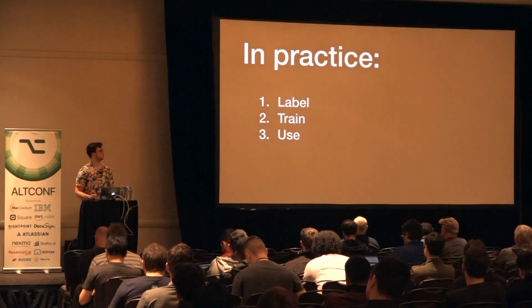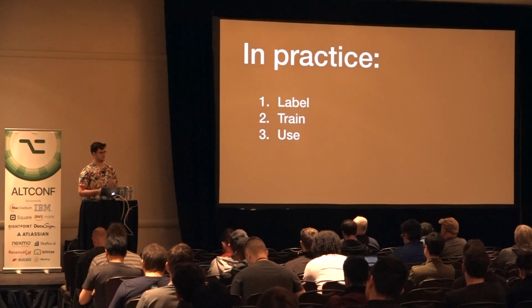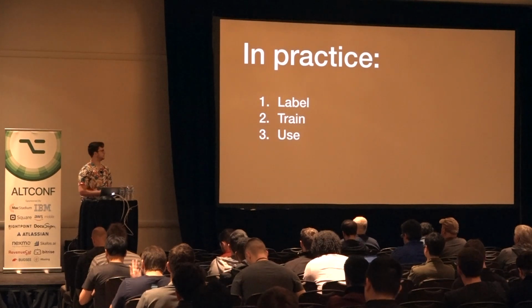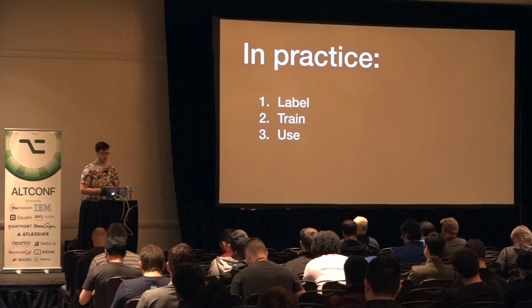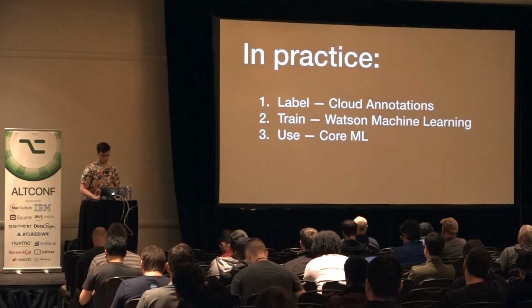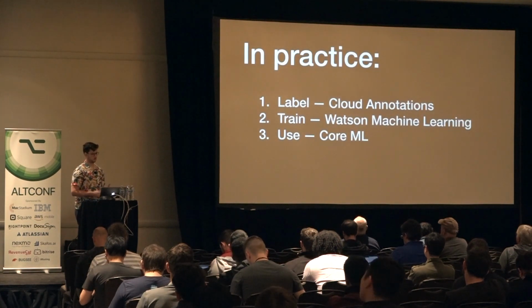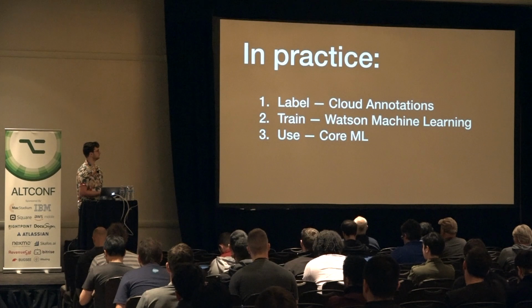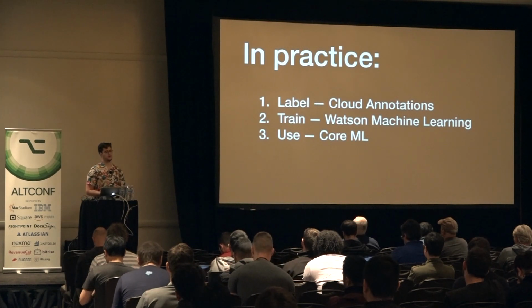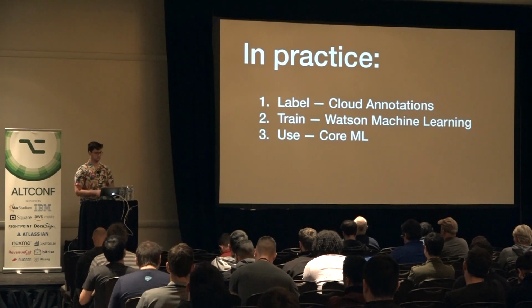So in practice, we normally have 3 phases. There's the labeling phase, the training phase, and then when we actually use it. I'm going to be talking about Cloud Annotations is how we're going to label. Watson Machine Learning is how we're going to train. And then we're going to finally use CoreML to actually use the model.